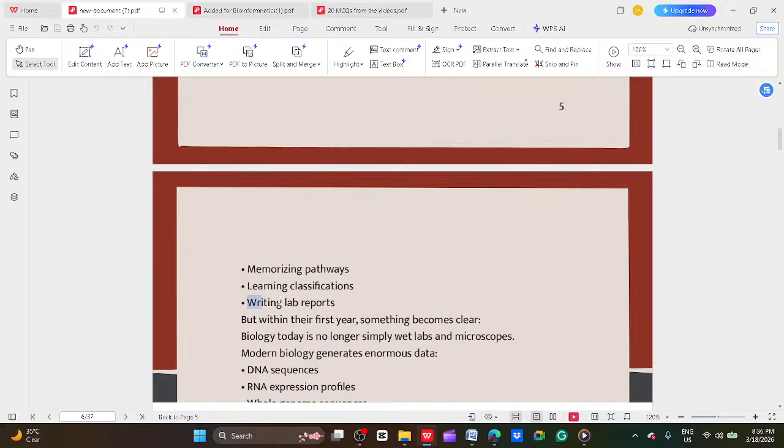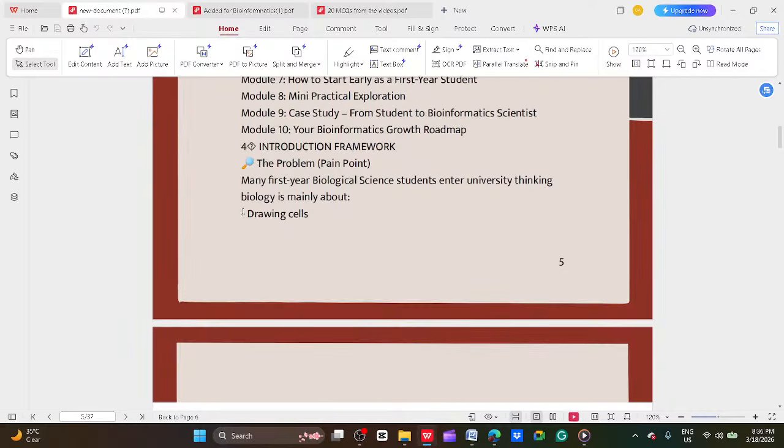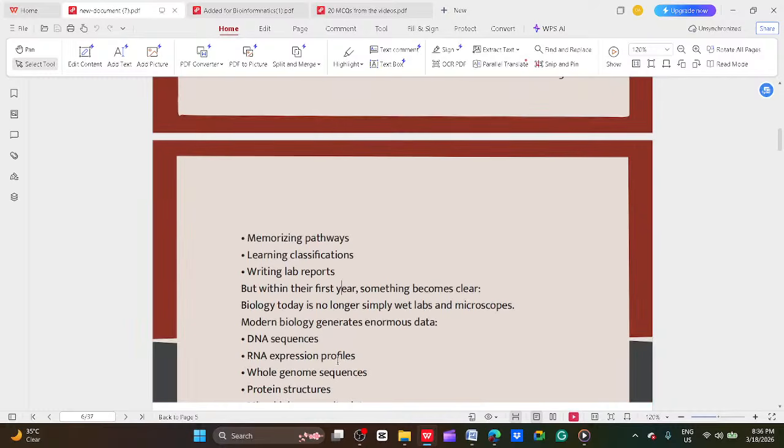Then some thought it was about writing lab reports. So if all these are part of what you still believe in this modern world, that biology is about drawing, memorizing pathways, learning classification and writing laboratory reports, my brothers and sisters, that means you are not in tune with the dictates of modern biology. But within the fourth year, something becomes clear. Biology today, please underline this, is no longer simply wet lab and microscope.